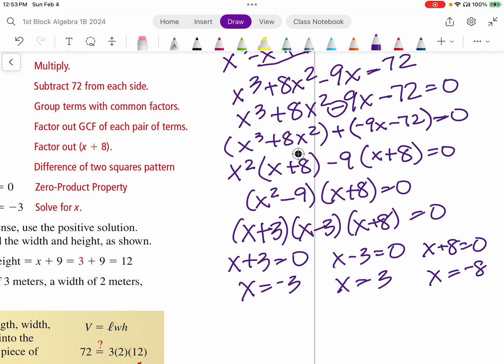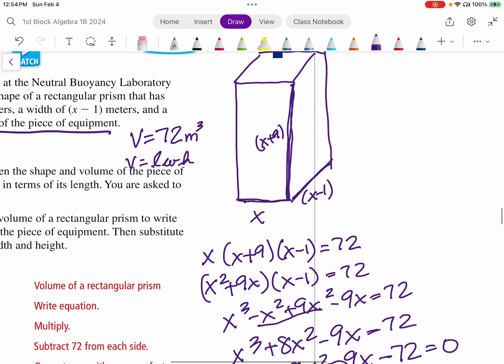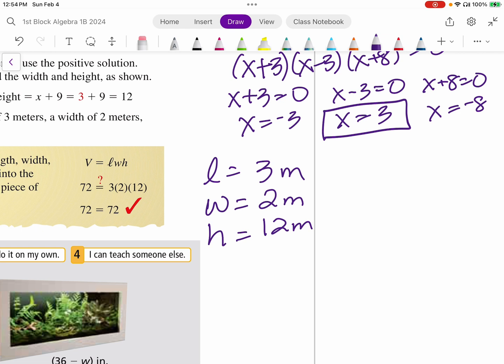x refers to the width of a box. It has to be positive, which means our width is 3 meters. Our, was that the width or the length? I think it was the length. So our length equals 3 meters. Our width is x minus 1. 3 minus 1, 2 meters. Our height is x plus 9. 3 plus 9, 12 meters.